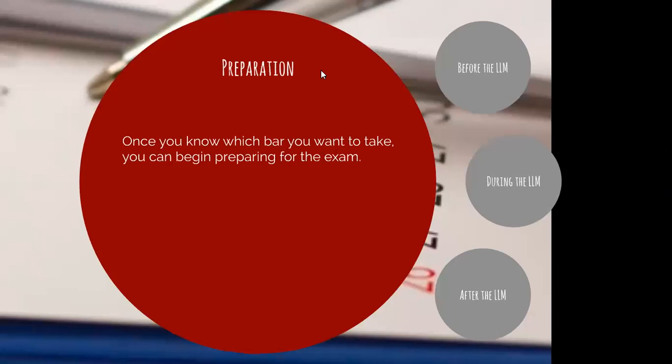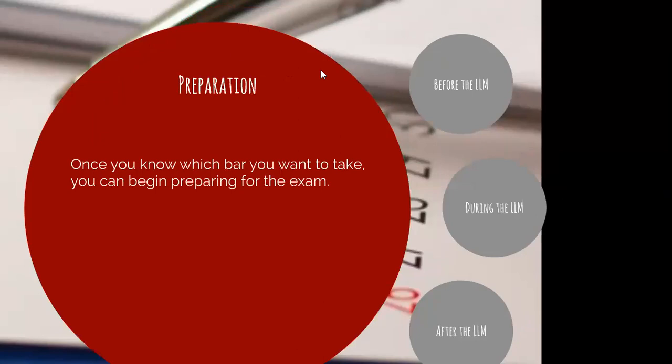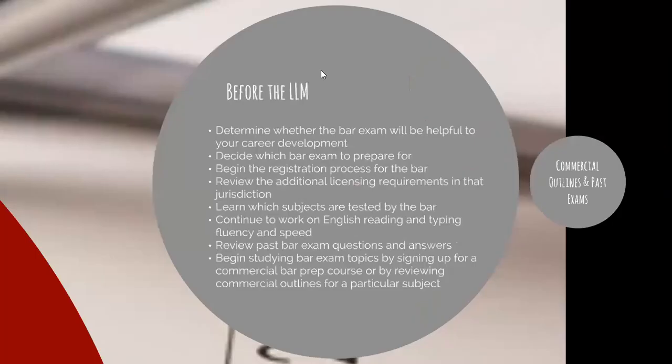So in terms of preparation, there are a few things that you can do. So we'll talk about what you can do now before the LLM starts. I think most of the things that we've already talked about. So figuring out, do you need the bar exam? If you need the bar exam, which state exam should you take? Getting all of your documents ready and starting the registration process.